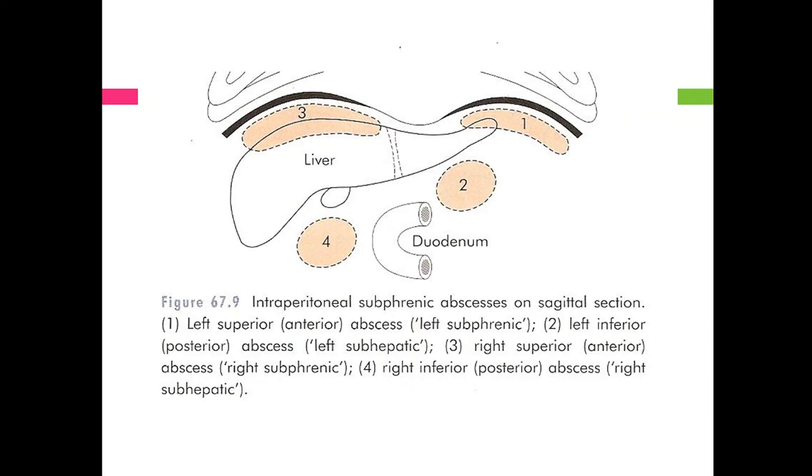So in the sagittal section you see there is a left superior space called the left subphrenic space. You have a left inferior space, that is the left subhepatic space, and you have the right superior or the anterior abscess, it is called the right subphrenic. This thick black line is the diaphragm. So this is the right subphrenic space, and here you see the right inferior and posterior abscess, that is the right subhepatic or the Morrison's pouch.